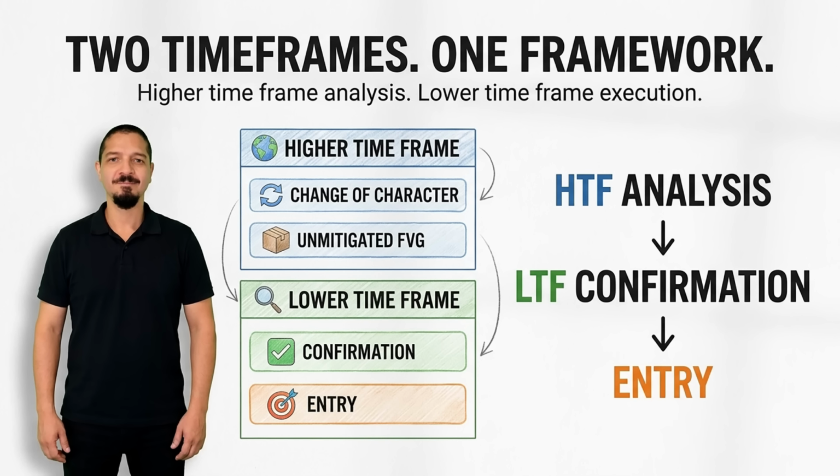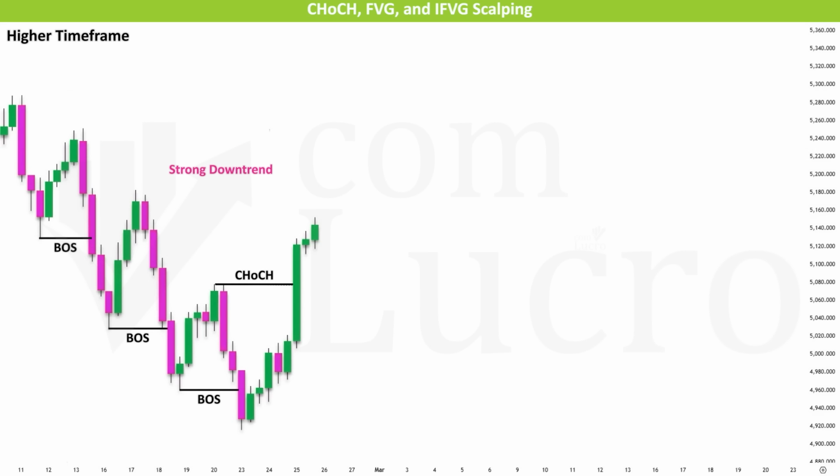Now let's go step by step and break down exactly how to apply this on the chart. The first step is to analyze the higher time frame structure and determine whether price is in a strong uptrend or a strong downtrend.